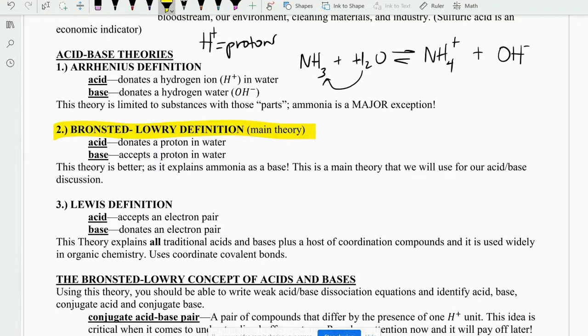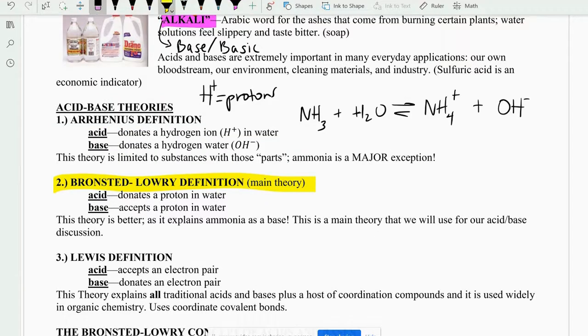Again, this is a little bit better of a theory. It's more comprehensive. It actually allows us to explain how ammonia is a base. If you take a look at the reaction up here that I drew with ammonia, and we're saying ammonia is a weak base, well, look at the definition of what Bronsted-Lowry says. This is going to be something that accepts a proton.